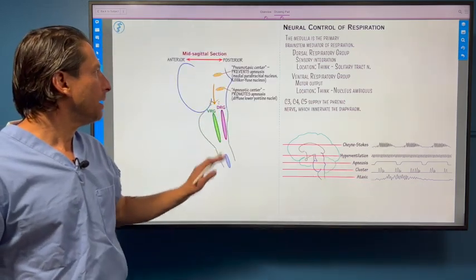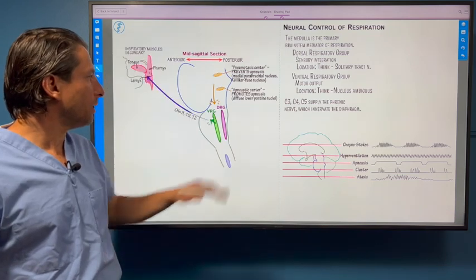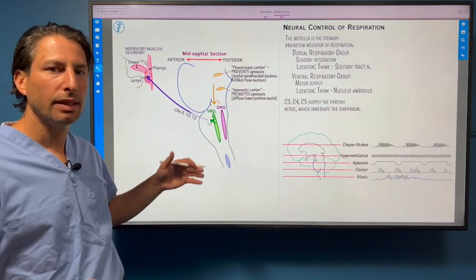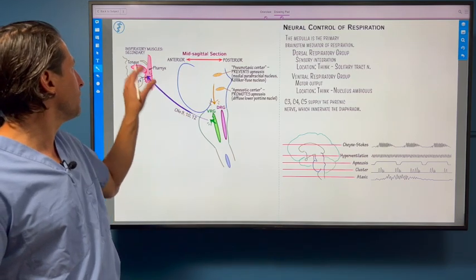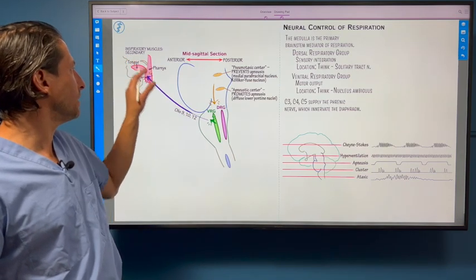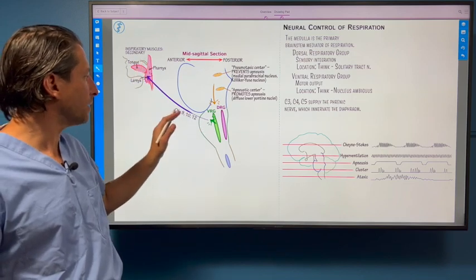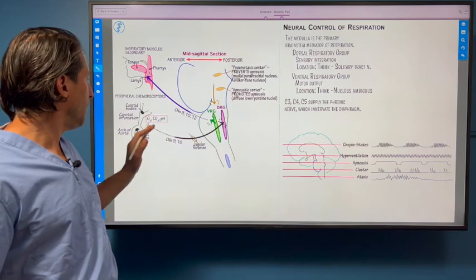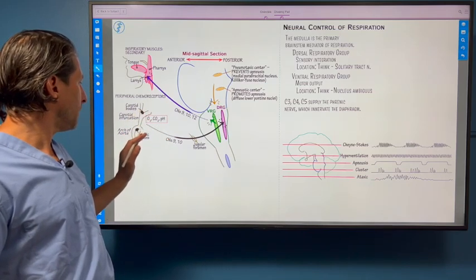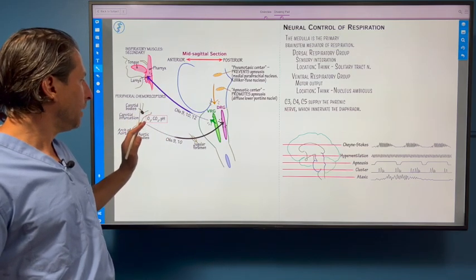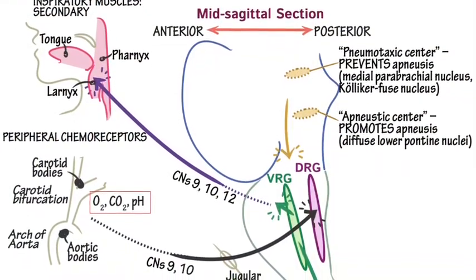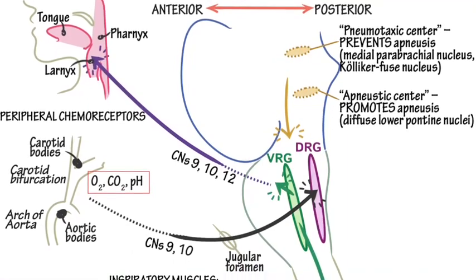Some key anatomy here we won't go into beyond what we've said over here. And then just some key respiratory mediators. So there's the inspiratory muscles, these secondary muscles. Again, this cranial 9, 10, 12 innervation here. And then the carotid bodies, arch of the aorta, aortic bodies here, providing information about oxygen, carbon dioxide, and pH levels.